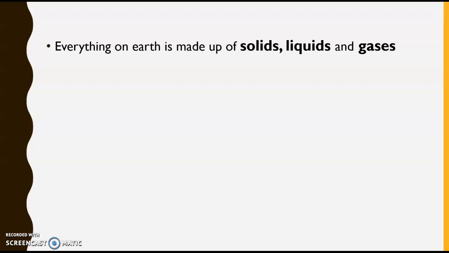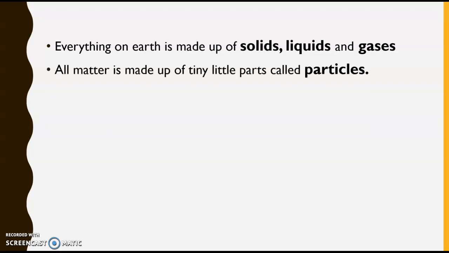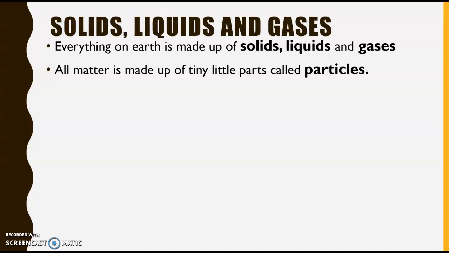Everything on earth is made up of solids, liquids, and gases. All matter is made up of tiny little parts called particles. Everything on earth is classified into solids, liquids, or gases. So if an object is not a solid, then it is in a liquid state or it is in a gas state.